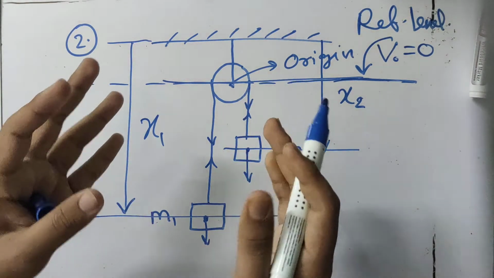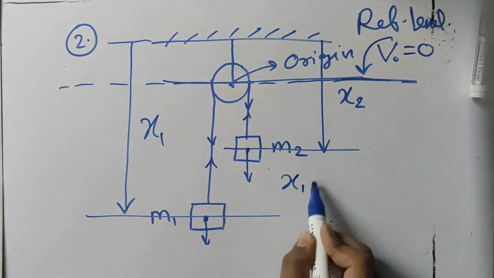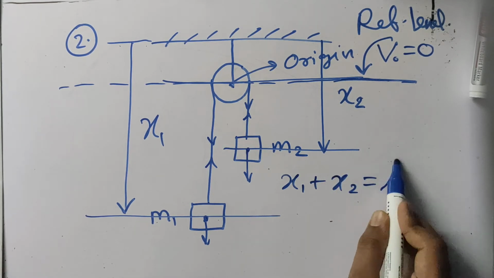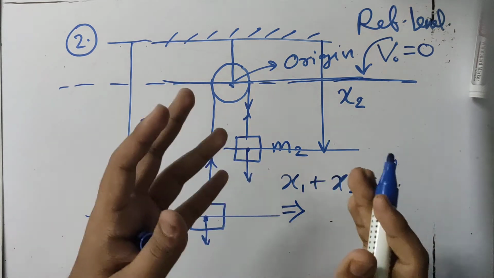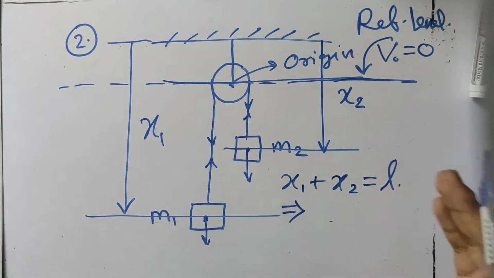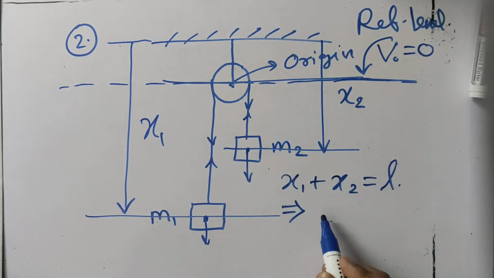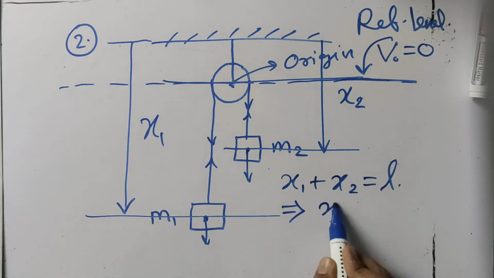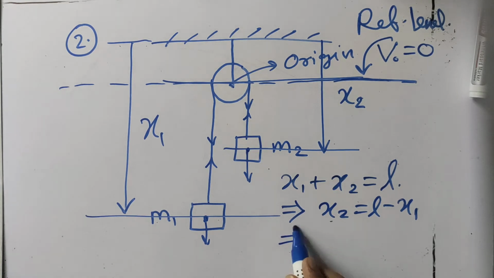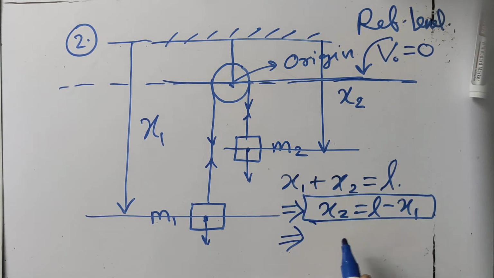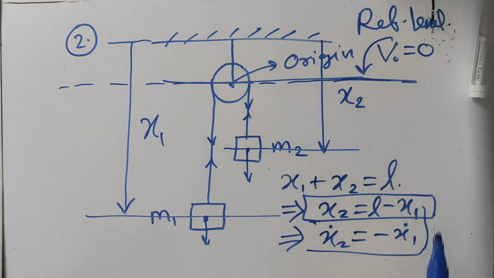Now if the string is inextensible, it is obvious that x1 plus x2 is some constant L. So what do we get from this? Let us express one of the coordinates in terms of L and the other one. Like I'm going for x2 as L minus x1. Now from this one, we are going to use this in our Lagrange. And what is x2 dot? Minus x1 dot. We are also going to use this in our Lagrange.